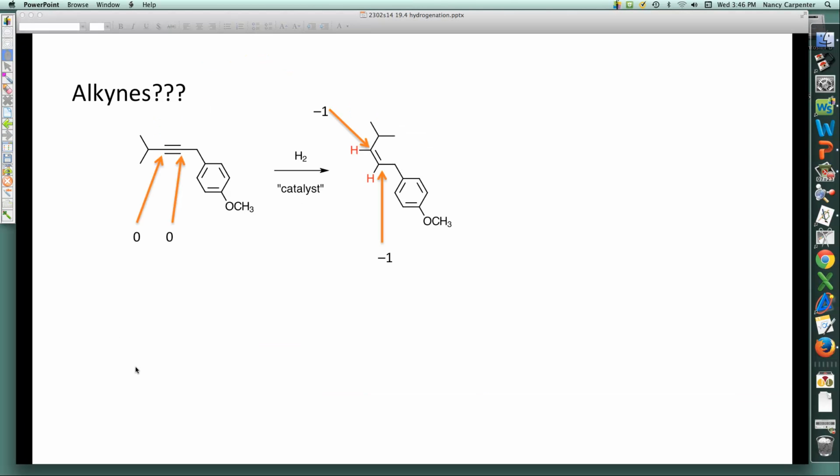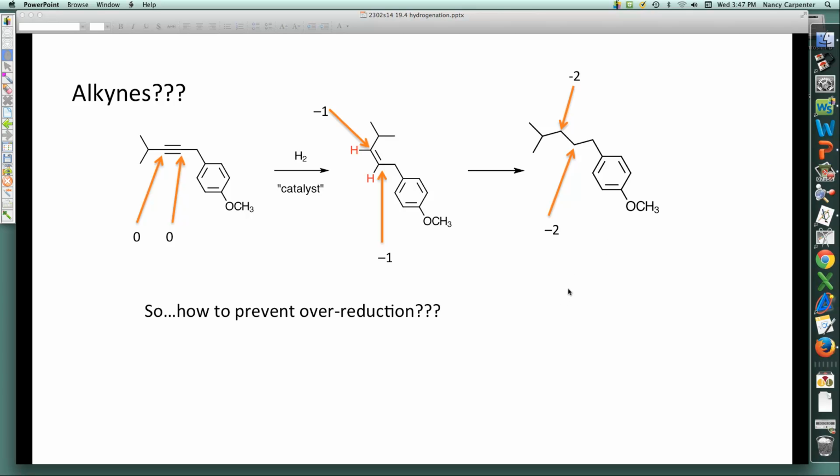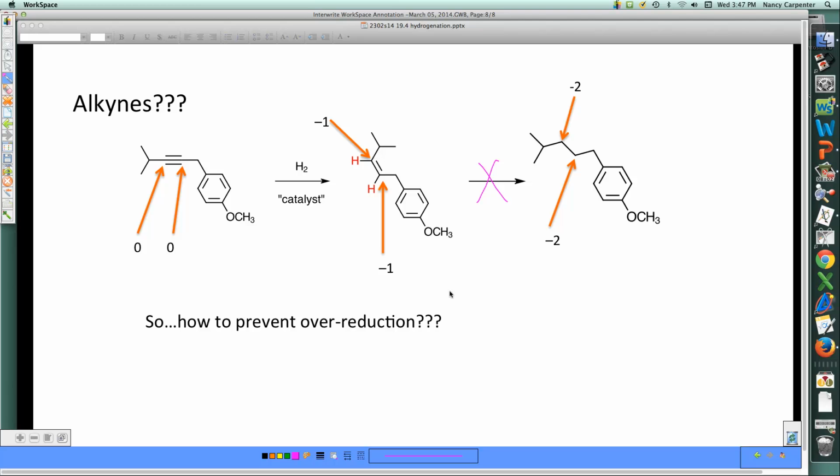However, in this reduction, we're going from 0 and 0 to -1 and -1. It's evident that it can keep going. If I can reduce alkenes with hydrogen gas, which we just saw on the previous slide, obviously this whole reduction of an alkyne can go all the way down and reduce my carbons all the way down to the -2 oxidation state. So, how can I prevent this over-reduction? Because, let's face it, sometimes you want to stop here and have some selectivity in the reduction of your alkyne.